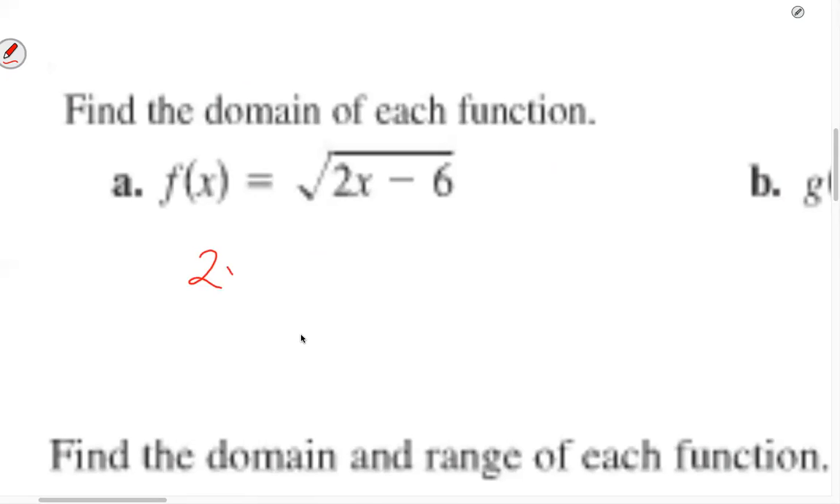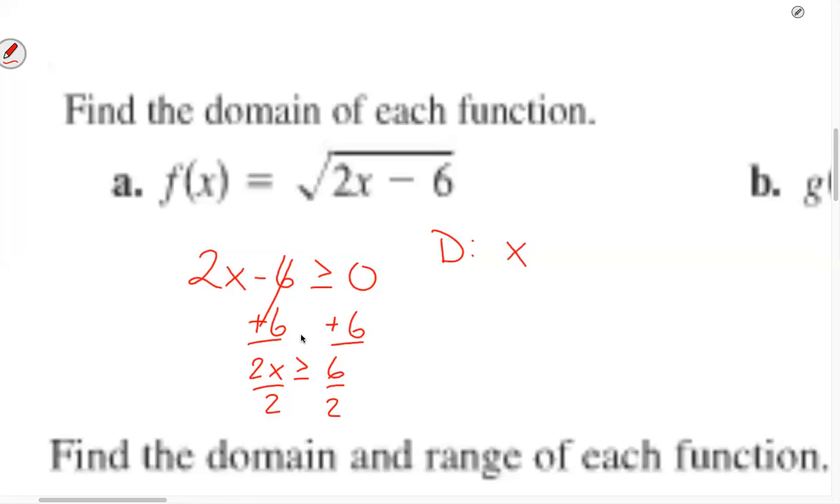Ready? So 2x minus 6 has to be greater than or equal to 0. And we're going to solve that. How would you solve that, Hannah? Very good. So your domain would be x is greater than or equal to 3. That's it. Okay? Makes sense?